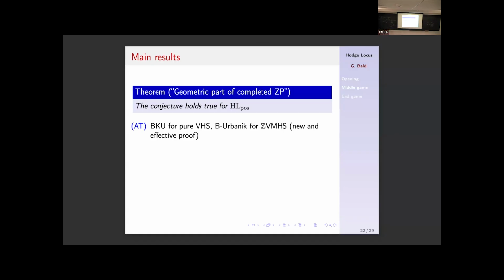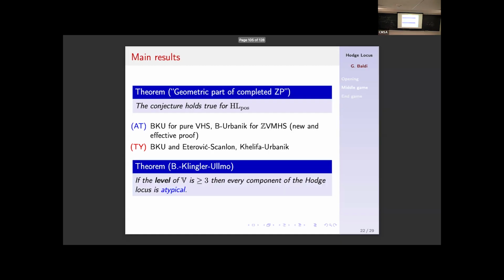And in fact, there's a new approach. So in the second proof, actually, we don't use minimality, but it's in fact inspired by some work of Gal Binyamini and Chris Daw. They work in a different setting. And also the geometric part of the typical conjecture is also known by this work, as well as work of Eterović, Scanlon, and Khelifa Urbanik. And both proofs use functional transcendence. And so it's like a large industry of how to get these results.